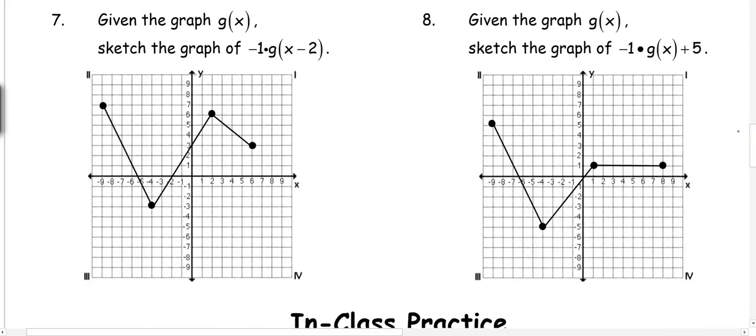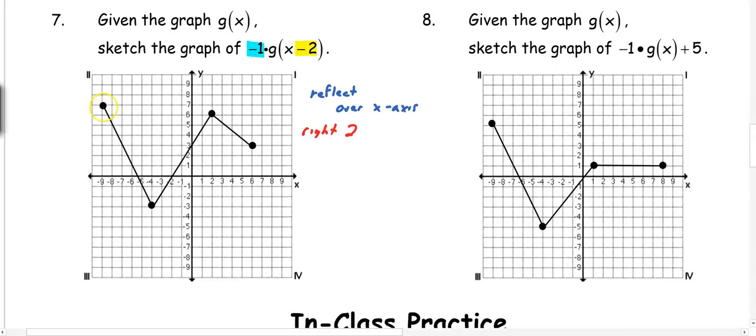Number 7, given the graph g of x, sketch the graph -1 times g of x minus 2. Now in this case, you have to be careful. Because there's a -1, you must reflect over the x-axis first. And then, because there's a -2 in parentheses, we are going to move right 2. You have to reflect before you move left or right or up or down.